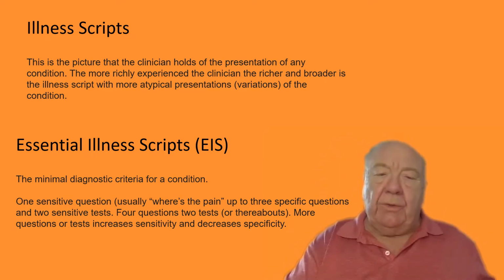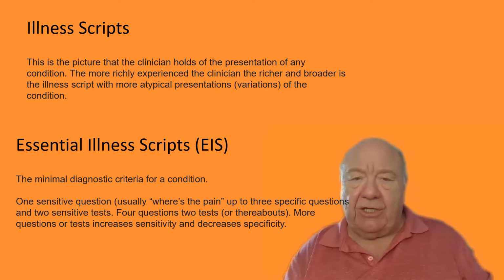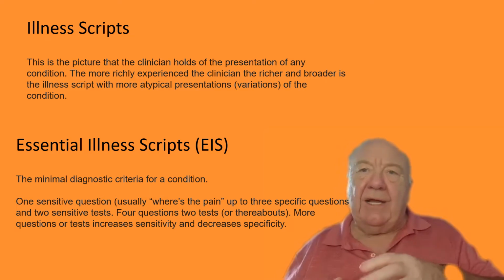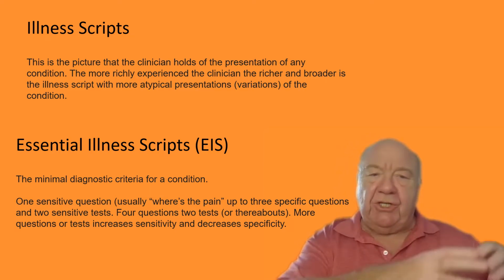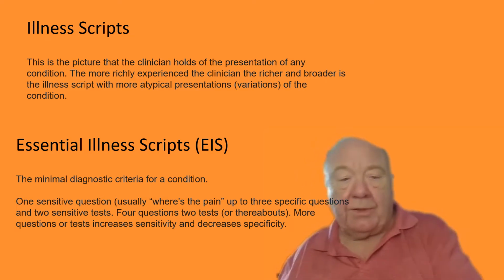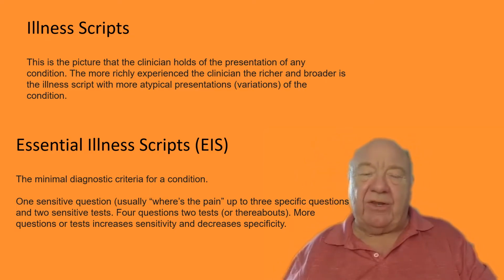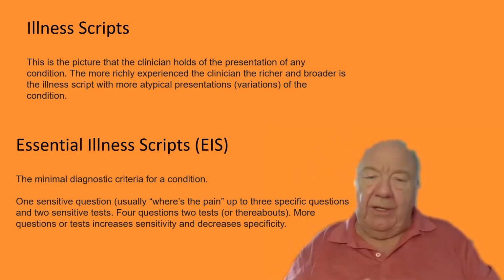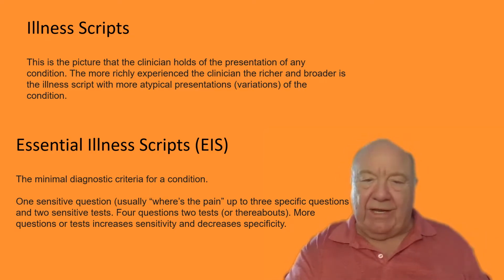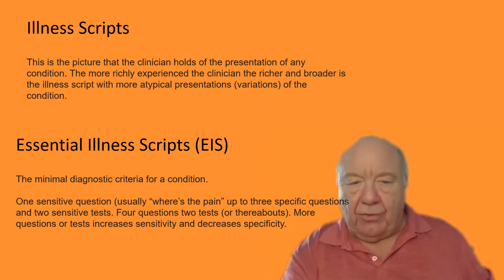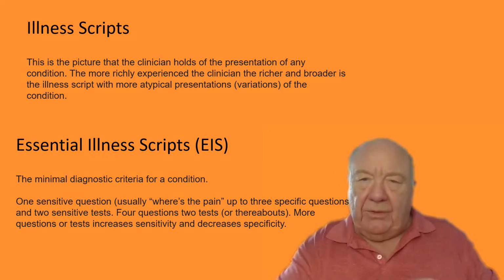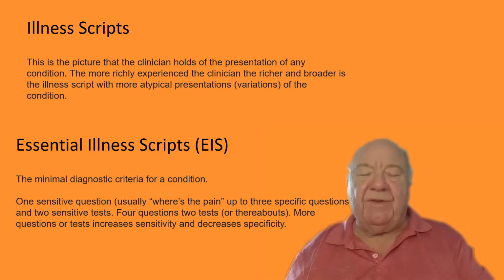The essential illness script, though, is essentially the minimum diagnostic criteria to make the average presentation of a condition vulnerable to your diagnosis, your clinical reasoning. So this is what you need to make that diagnosis, but it's the absolute minimum. So it stops you from taking more information than you need for that diagnosis, and you can focus on it. So you cut out everything that's not relevant to the diagnosis.